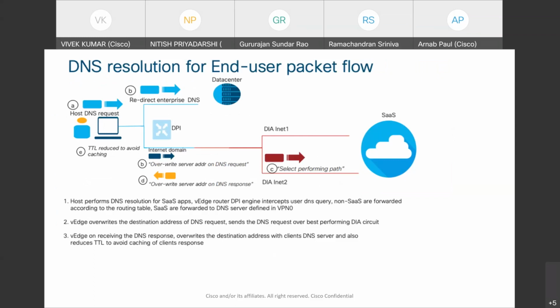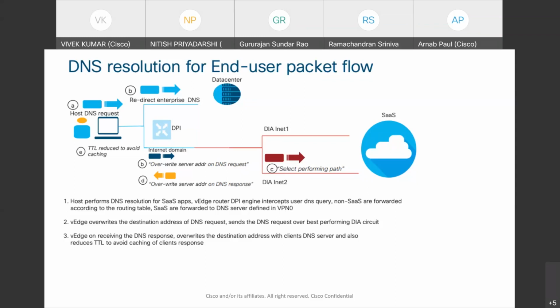So, DNS resolution for the end user packet flow. When users send the DNS query, suppose our US users in the A section, the user may be configured with enterprise DNS. It is not necessary that the DNS configured on our VH or CH device is also configured on the user end. It may be possible that the user is configured with enterprise DNS.